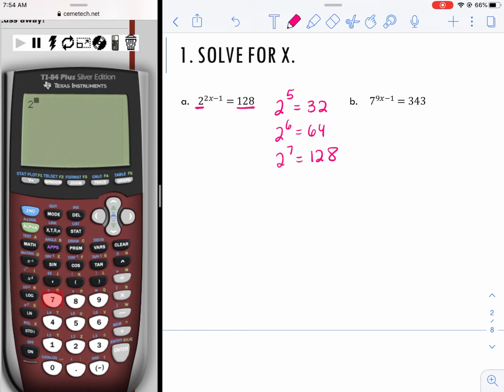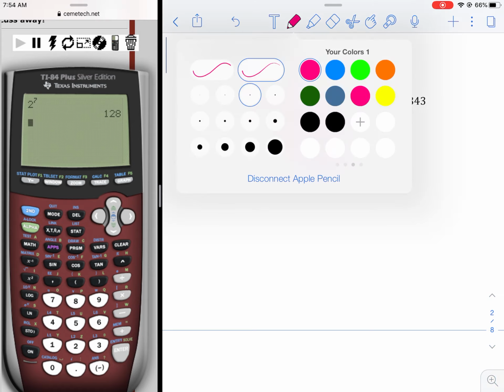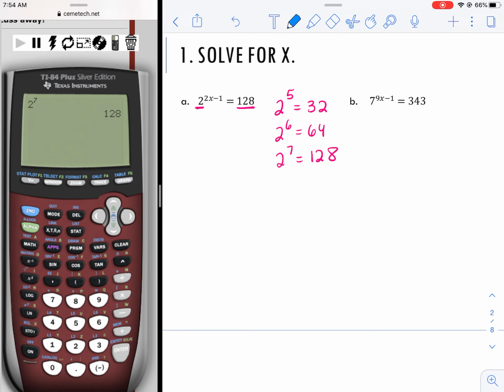If you want to use your calculator, you can also use guess and check. But just recognizing that 2 to the 7th is equal to 128, we're going to rewrite the 128 as 2 to the 7th power. So now we have two expressions that are equal. They have the same base, and so that means the exponents must also be the same. So we're going to set 2x minus 1 equal to 7.